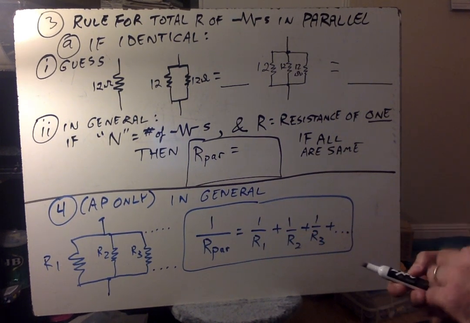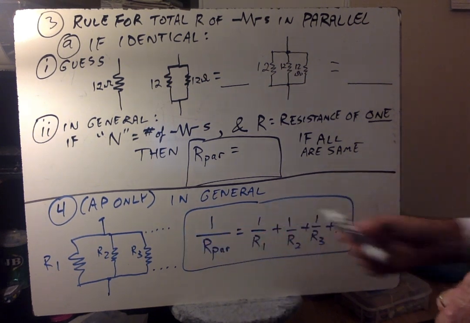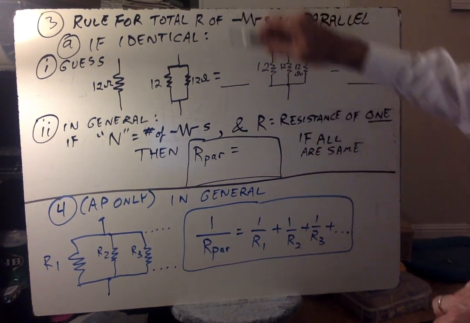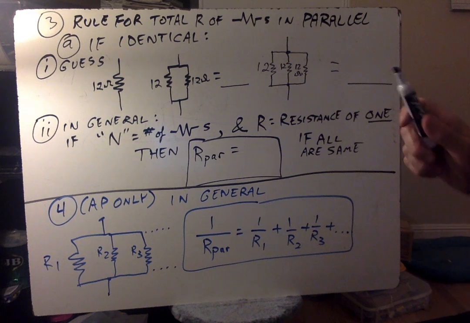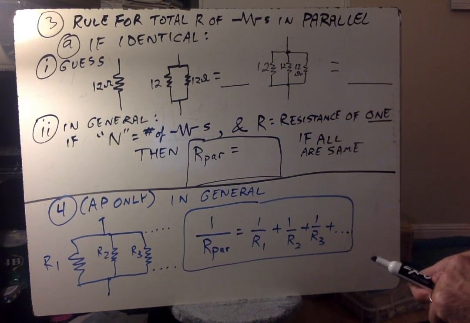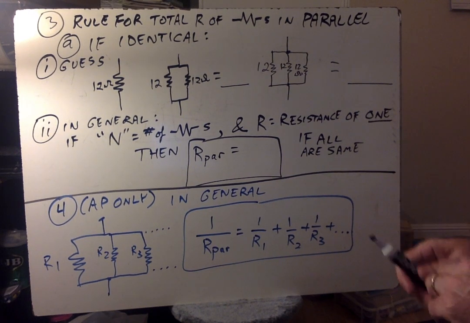You have to understand it. This would only be bonus for 9th grade physics. So let's go back up to here. For 9th grade physics, we will limit ourselves to the case where the resistors are identical.